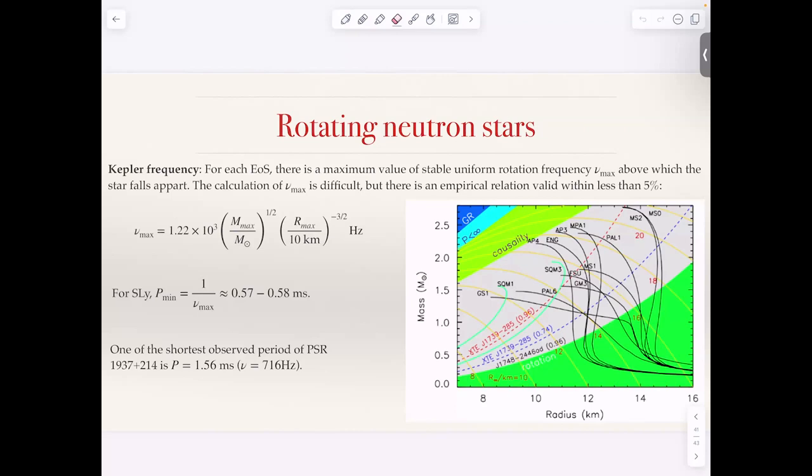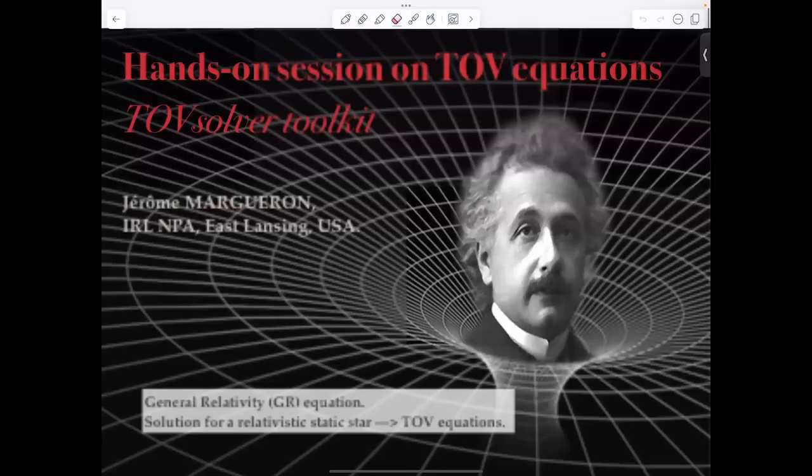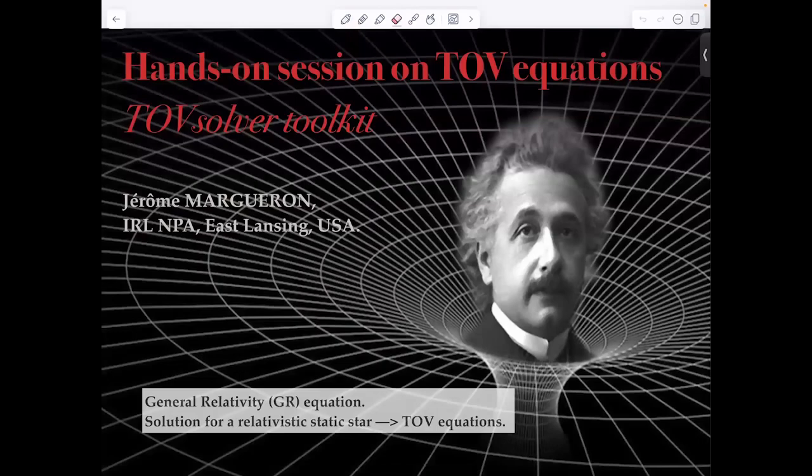Okay, any other question? No? Okay, so now we can move to the exercise session, or the coding session, the hands-on session with the TOV solver.